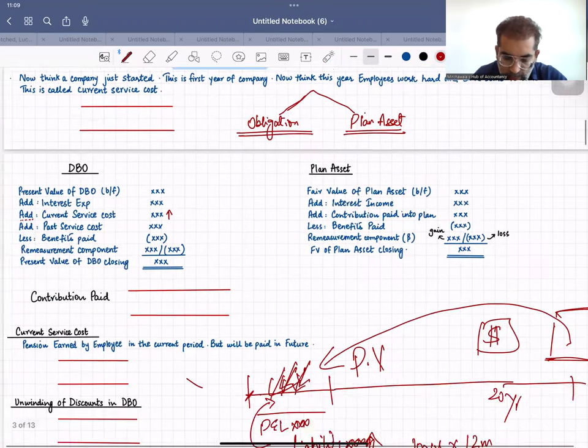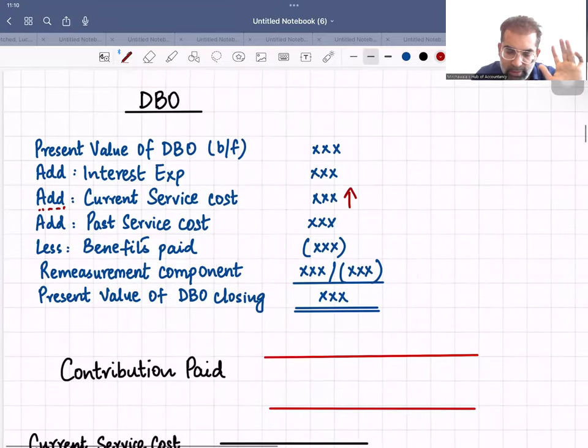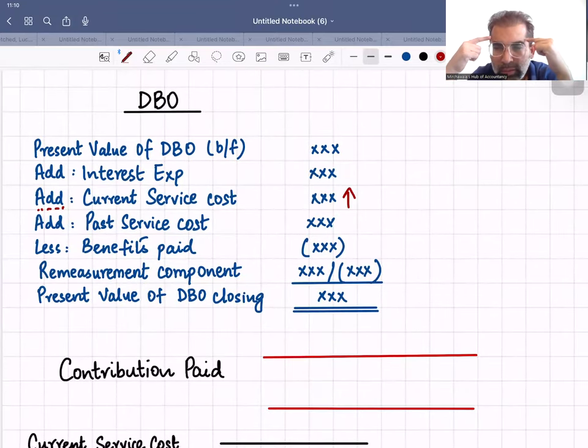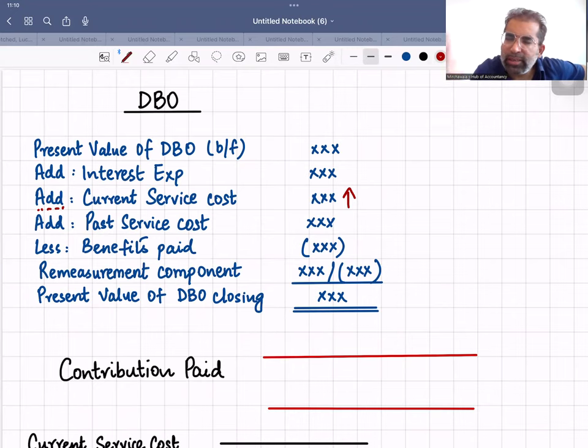So now, my dear student, look at this and think rationally. First of all, initially I told you that this is the first year of pension. So we made the entry of current service cost, P&L debit and DBO liability credit. So the liability is there in our accounts. This year's closing liability will be the opening liability for next year. Okay. Now the show begins.